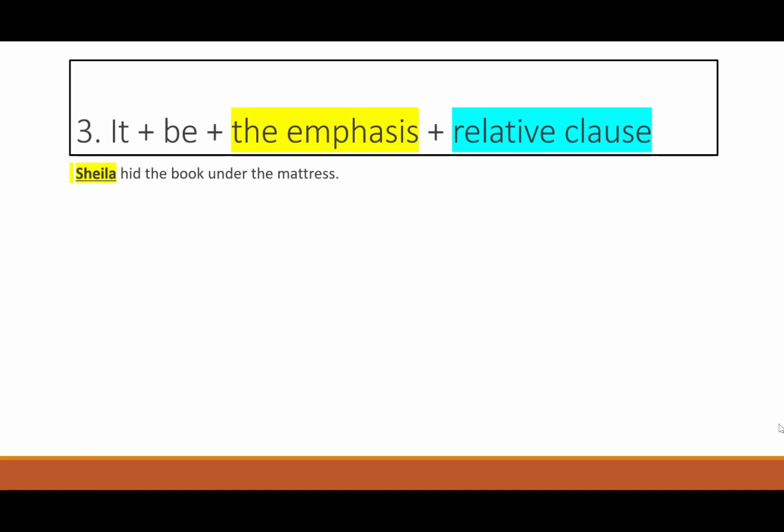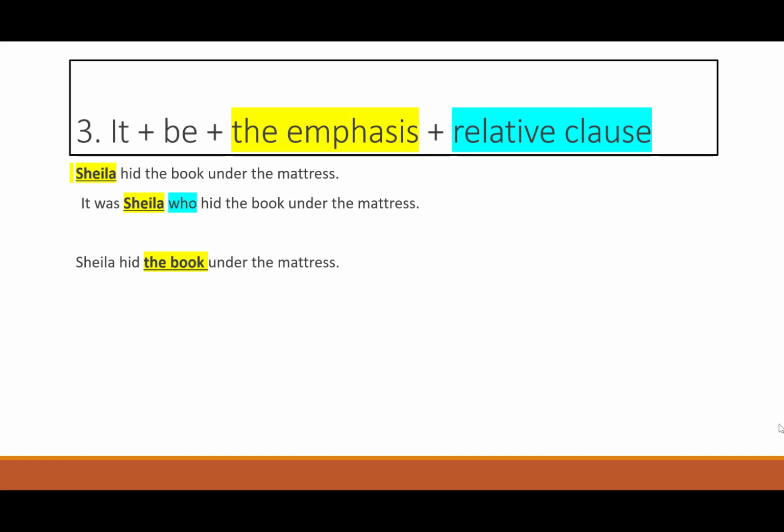Okay, let's take a look at the example. Sheila hid the book under the mattress. The one we would like to stress is Sheila. Let's take a look at the pattern. We have to use it as the subject, then be, check the tense. Hid is past tense, that's why you have to use was. Then the noun or phrase we would like to emphasize, which is Sheila. Then relative pronoun. This is the result. It was Sheila who hid the book under the mattress.